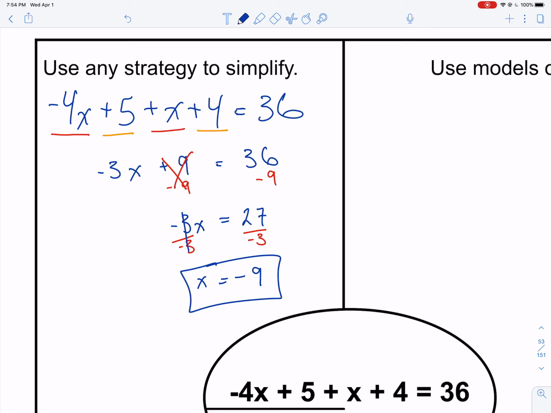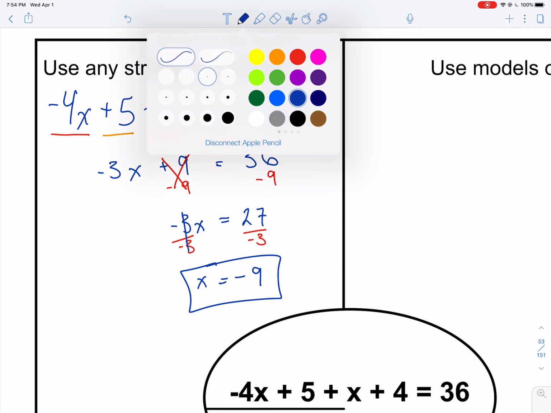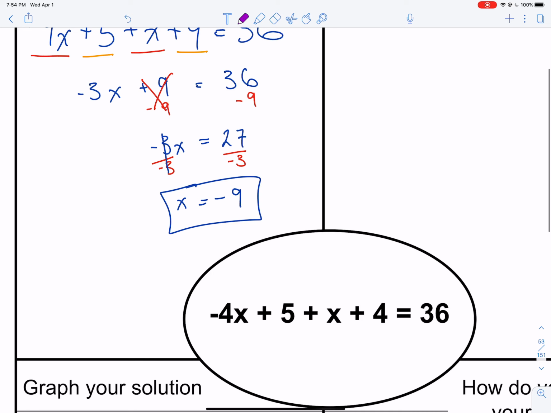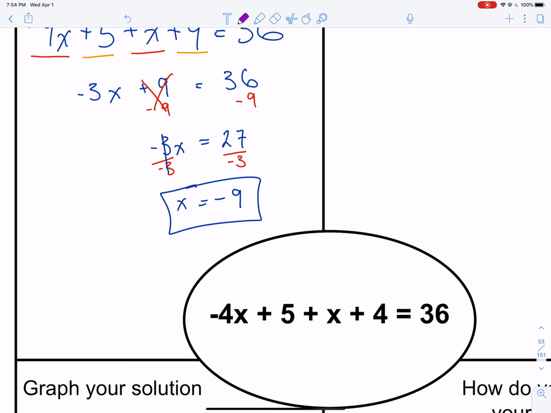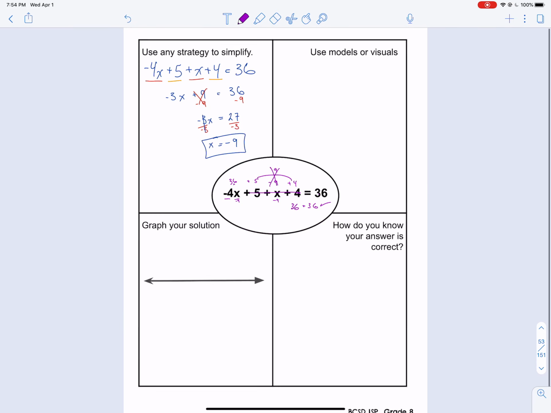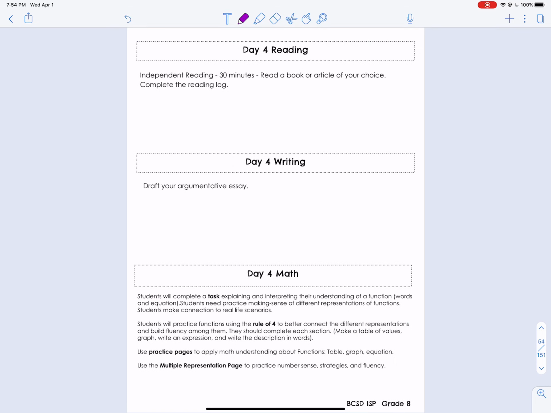And of course, we should check it to see if it works. So if we go back to our original equation, I'm just going to do that right down here. So if I have a negative 9, so let's think in our head. Negative 4 times negative 9, just put negative 9 for each of those x's. So that's positive 36 plus 5 minus 9 plus 4. So let's think, 5 and 4, that's 9. 9 minus 9, that's 0. So all that's just out. So 36 equals 36, which is true. So our answer is correct. And that's the end of this one.